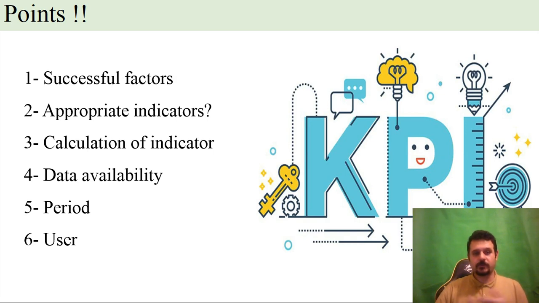One, successful factor. Two, appropriate indicator. Three, formulation, how we want to calculate the indicator. And four, data availability. Is there data through the processes? Can you gather data through the processes? Consider, I use this word processes.